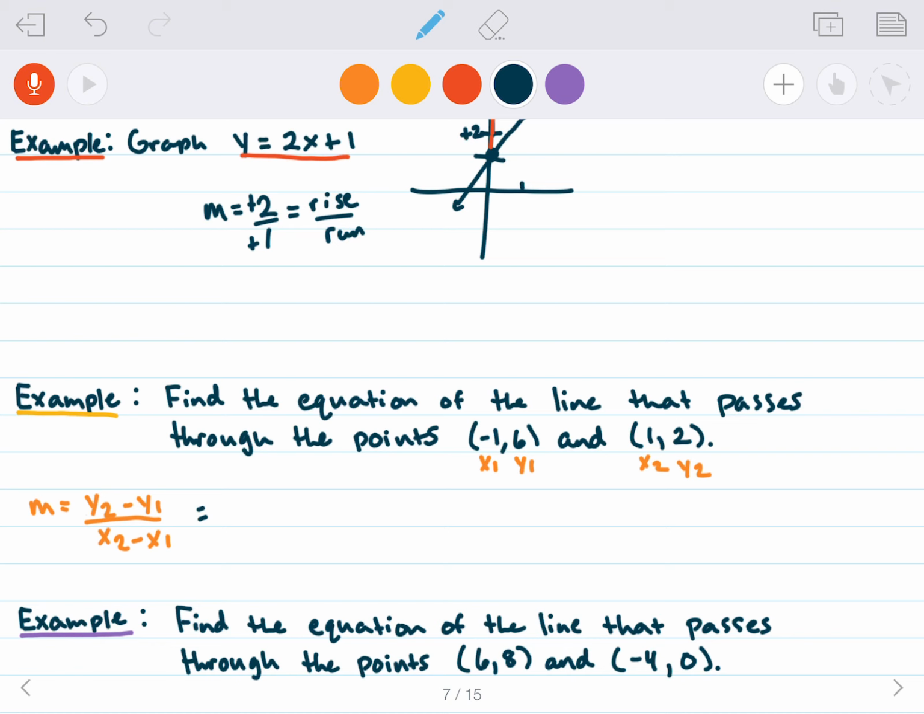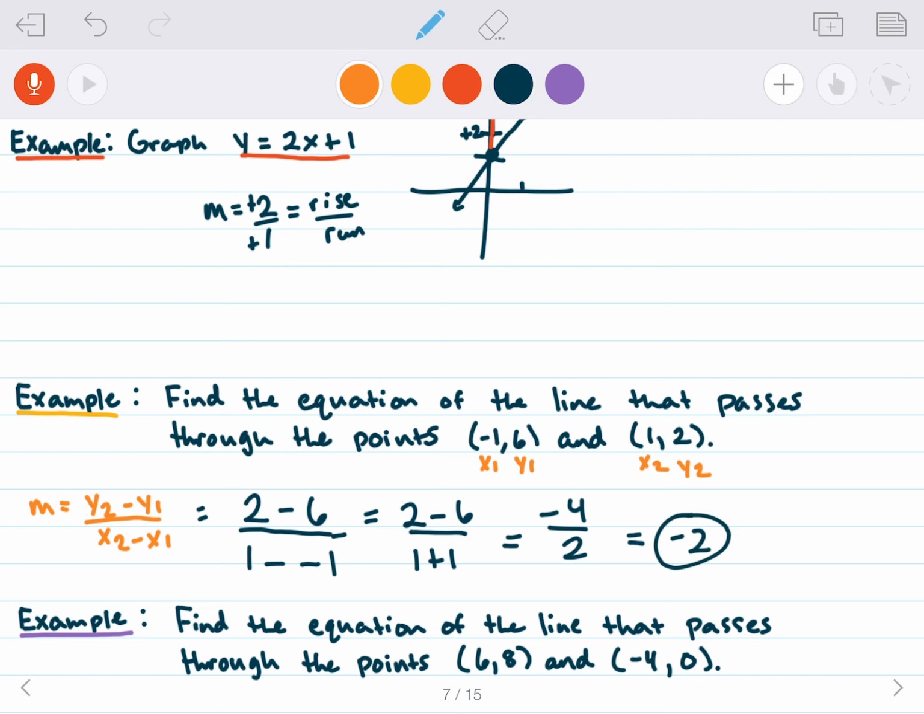Now y2 in our case is 2, so we have 2 minus y1, which is 6, all divided by x2, which is 1, minus x1, which is negative 1. Now on the bottom, these double negatives make a positive, so we have 2 minus 6 over 1 plus 1, and then on top we have negative 4 over 2, and that's going to give us negative 2. So that's one piece of the puzzle. We know what our slope is. Our slope is negative 2.